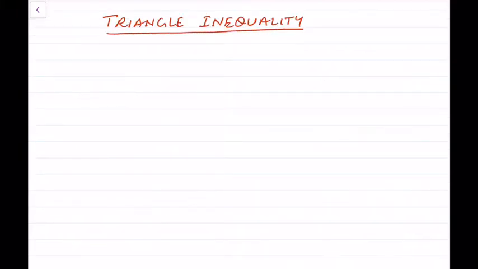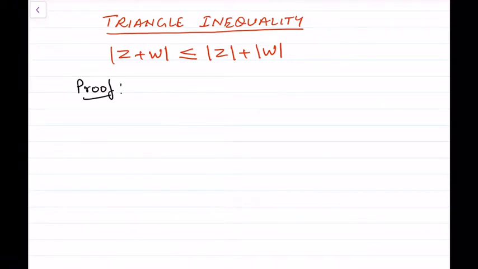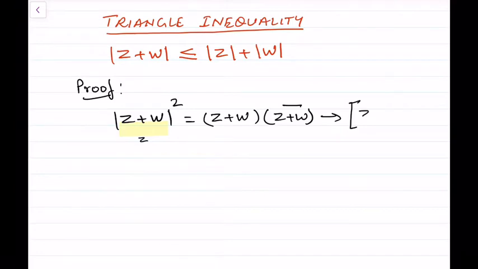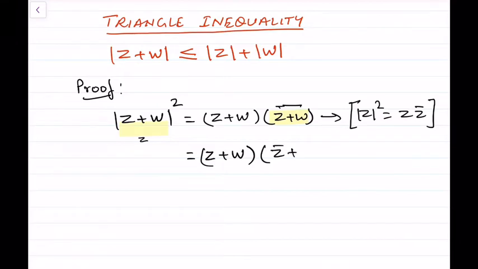Now let's prove the triangle inequality, that is mod of Z plus W is less than or equal to mod of Z plus mod of W. So to prove this, let's take the left hand side and square it. And if we consider Z plus W as Z, then we can write it as Z plus W times conjugate of Z plus W, because of the identity Z times conjugate of Z is equal to mod of Z square. Now conjugate of Z plus W can be written as conjugate of Z plus conjugate of W, again because of the identity.